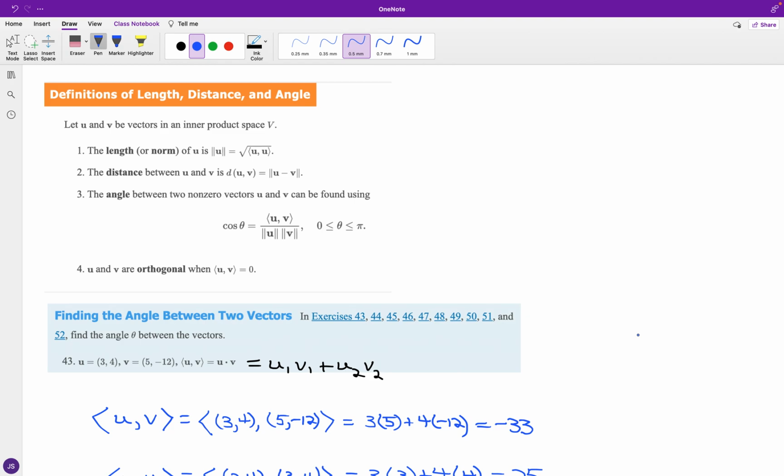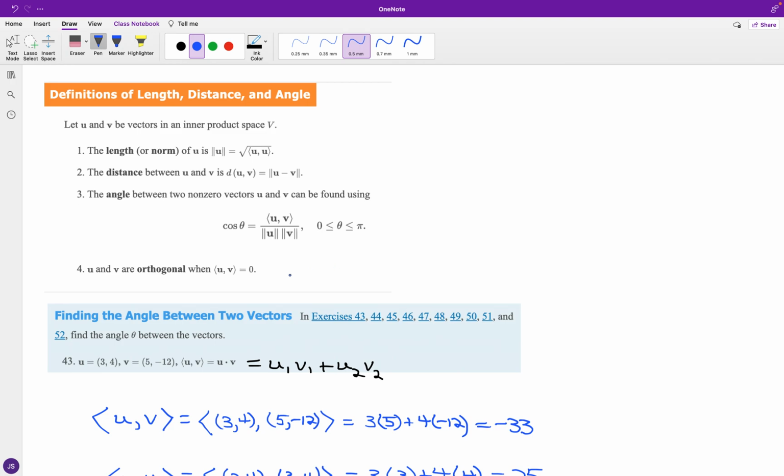Okay, regarding the angle between two non-zero vectors u and v, if it turns out that in the formula for cosine theta, theta is 90 degrees, or in radians pi over 2, then u and v are going to be orthogonal, because at 90 degrees the inner product of u and v is going to be 0.